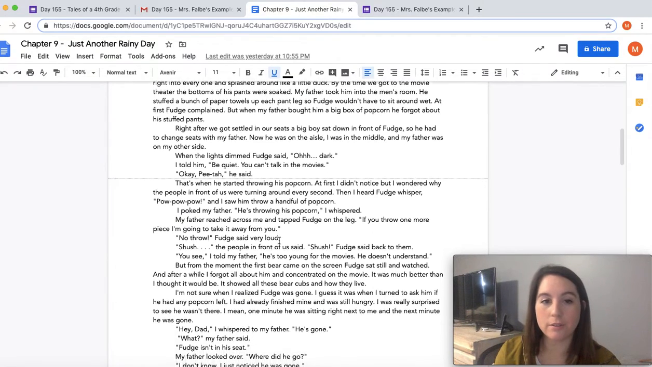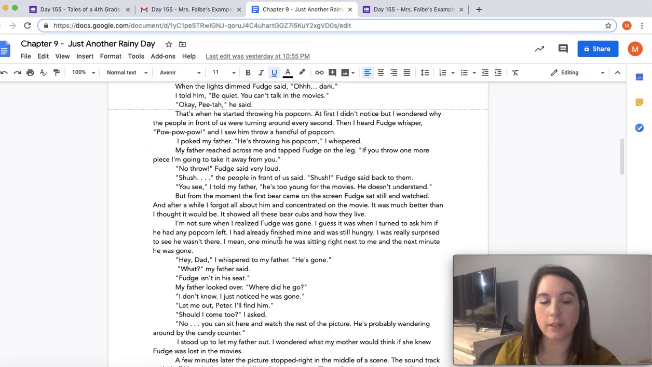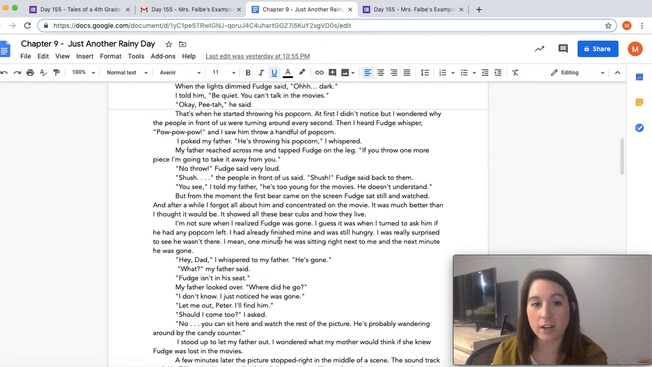So now they're sitting in the movie theater. Let's see what happens. When the lights dimmed, Fudge said, "Oh, dark." I told him, "Be quiet. You can't talk in the movies." "Okay, Peter," he said. That's when he started throwing his popcorn. At first I didn't notice, but I wondered why the people in front of us were turning around every second. Then I heard Fudge whisper, "Pow, pow, pow," and I saw him throw a handful of popcorn. I poked my father. "He's throwing his popcorn," I whispered.